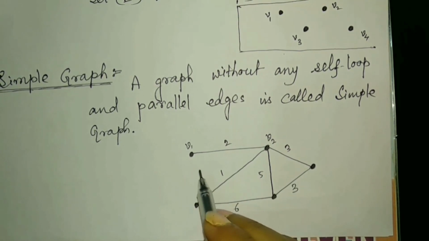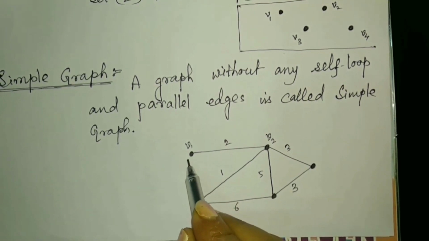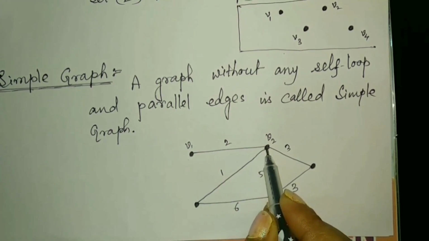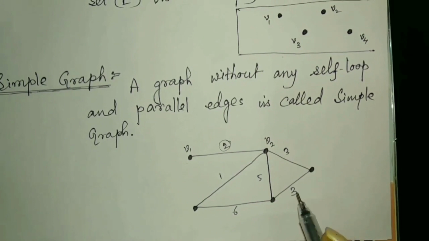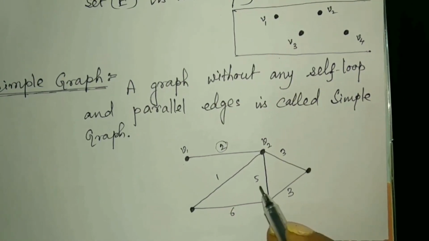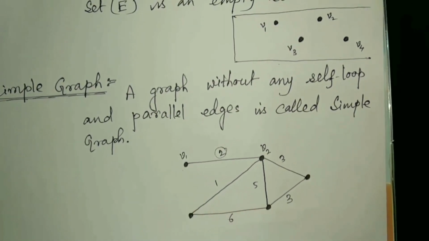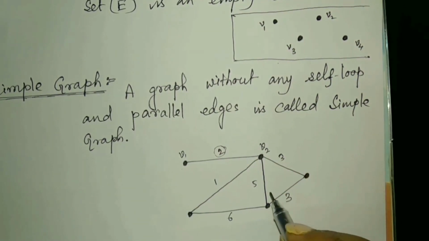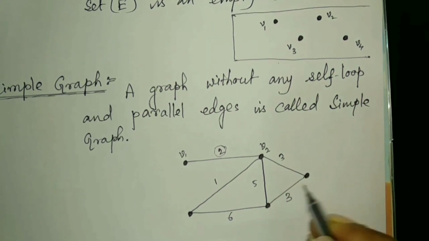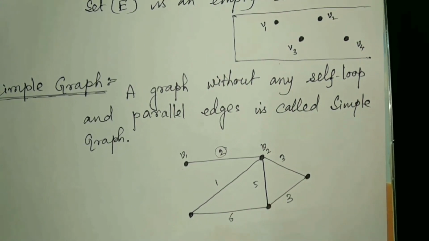Ultimately it measures that to reach from V1 to V2 you have to spend 2 units. It may be anything. So this type of graph is called the weighted graph. If no weights are provided to the graph, then by default we assume that each edge has weight 1.